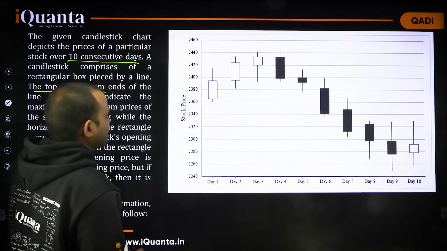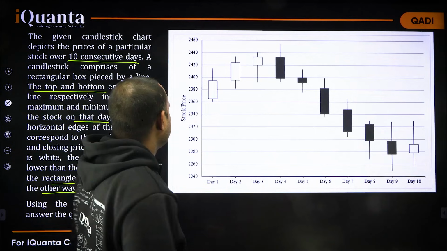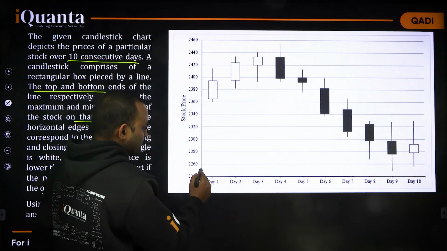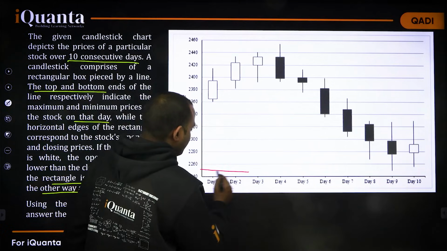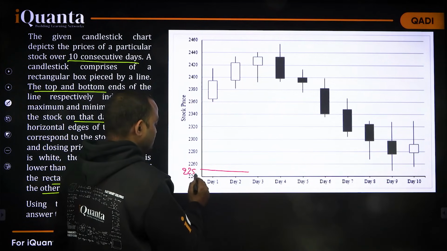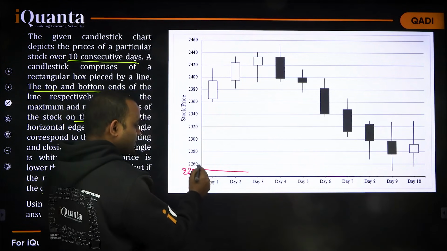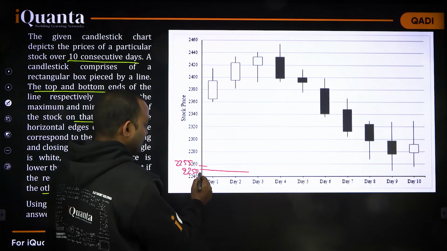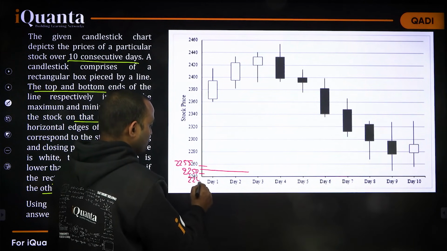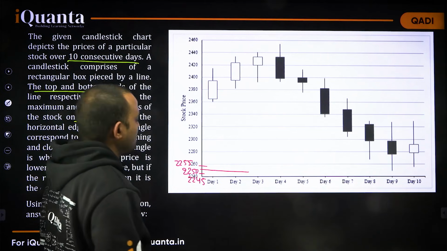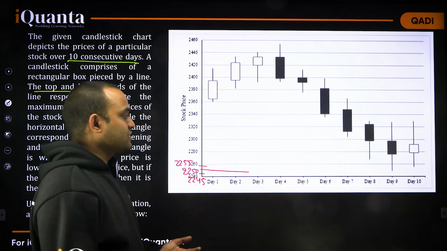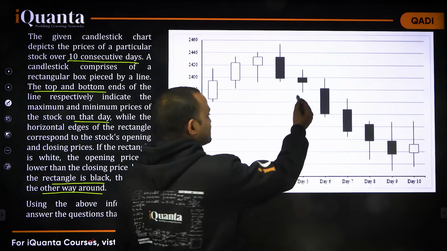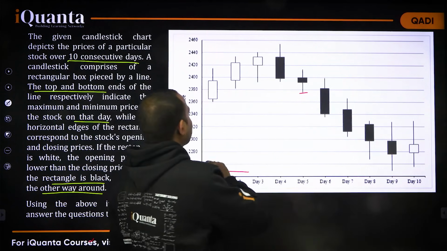So first, let's try to understand this graph. Now the values are very close. 2240, 2260. If anything is in between, we can take 2250. But if something is not between but just above, we can take 2255, and below this 2245. Only these 4 values we are going to use, because some of them are not exactly in between, like this one.